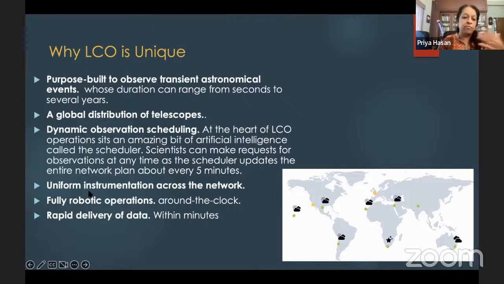Also, the instrumentation is uniform, robotic, and the delivery of data is very rapid. So for example, if today we put in a request for data, most probably when we meet tomorrow, the data will already be available, right? The data comes in pretty fast, unless it's difficult to observe.